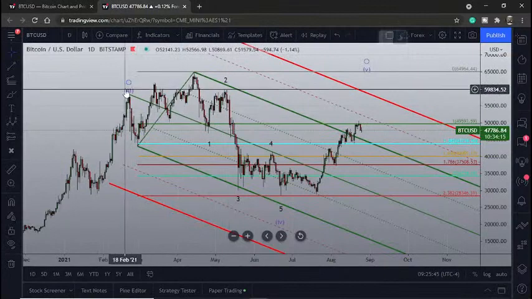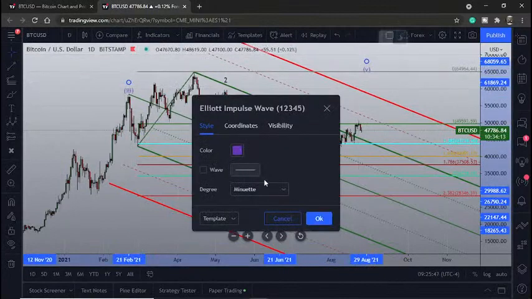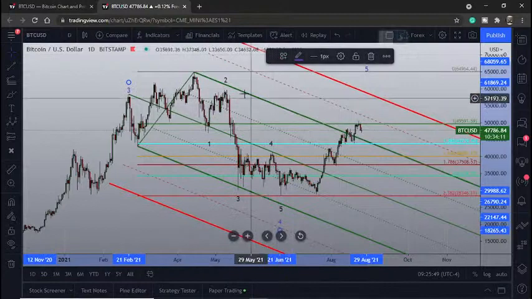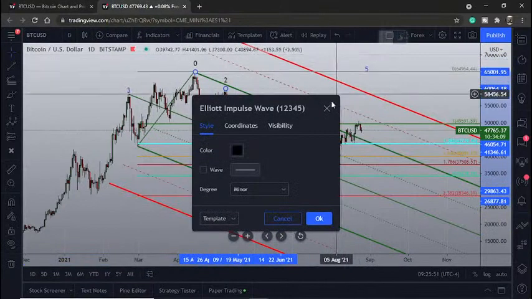Oh goodness, I'm actually doing the wrong one here. Sorry guys, just bear with me for a minute. I wanted to change this one.